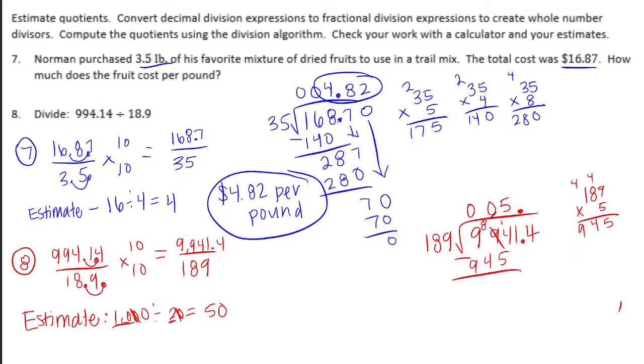Need to borrow. 14 minus 5 is 9. 8 minus 4 is 4. Bring down the 1. How many times could 189 go into 491? Probably only twice. 2 times 8 is 16, plus 1 is 17. 2 times 1 is 2, plus 1 is 3. 378. So another 189 would be too big. So it goes in twice.